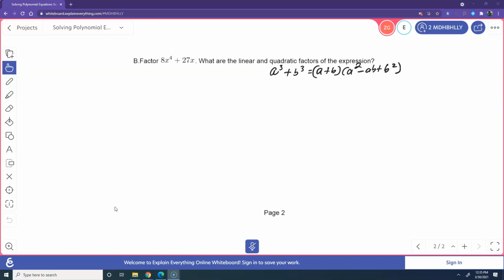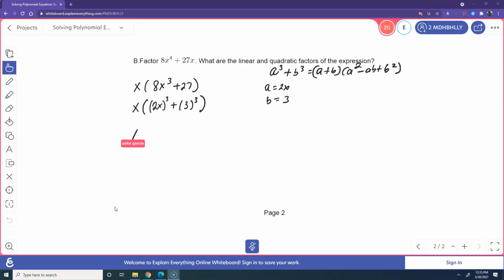So we're going to factor 8x to the fourth plus 27x. We're going to start by factoring x, so we have 8x cubed plus 27. I know that we can write 2x to the third power plus 3 to the third power. So a is equal to 2x, and b is equal to 3. 3 times 3 is 9, 9 times 3 is 27. 2x times 2x is 4x squared, and 4x squared times 2x gives you 8x cubed.